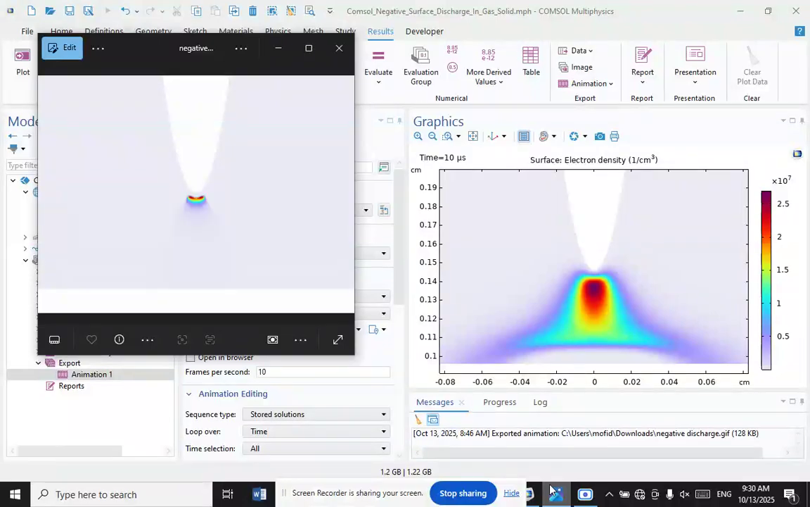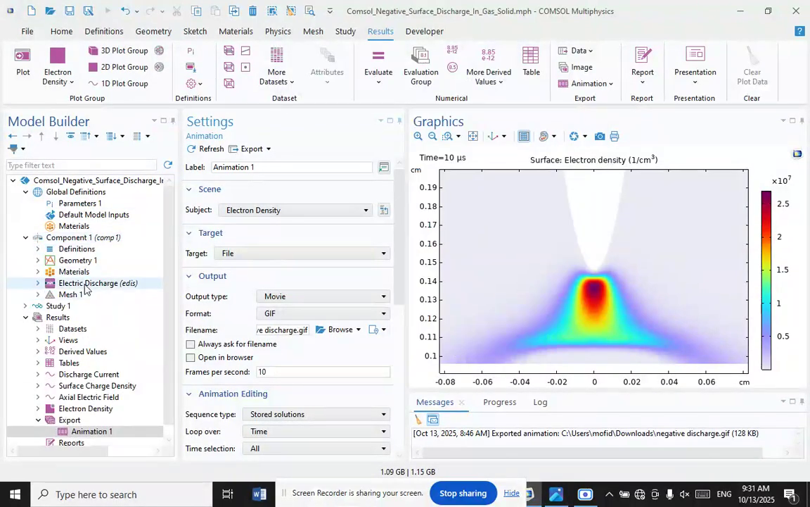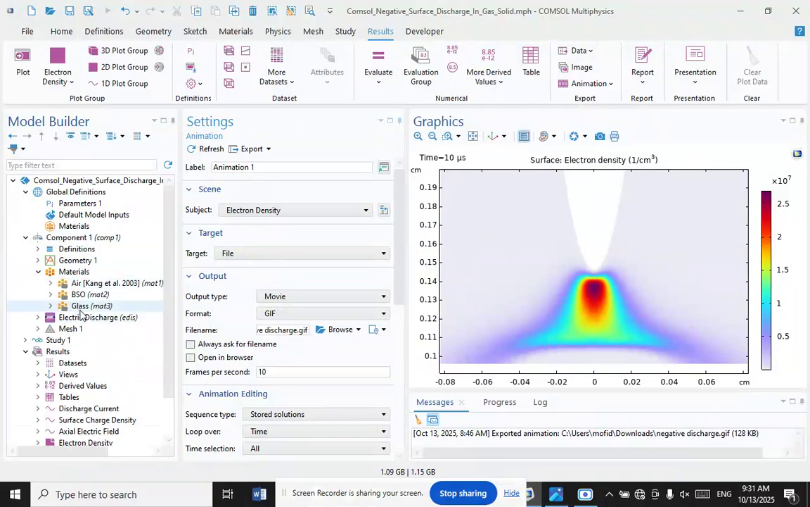The simulated discharge current and surface charge distribution at the gas-solid interface show excellent agreement with the experimental result. And here you can see the animation from our time dependent study. As you see here, we have used a time dependent study, and the physics we have used is electric discharge. The materials are glass, BSO, and air.